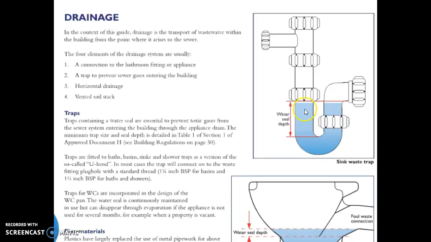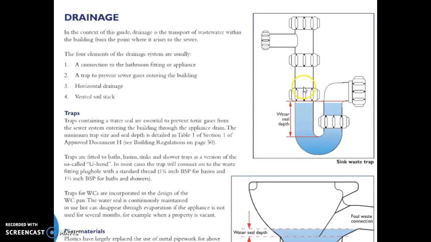So these traps create a water seal, and that means that the effluent smells and gases then are kept at the far end on the right hand side of this trap. The water prevents those smells from progressing into the room, the bathroom or the kitchen.